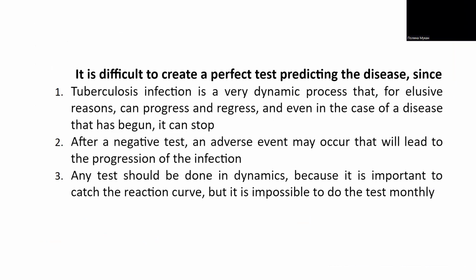It is difficult to create a perfect test for predicting the disease. Tuberculosis infection is a very dynamic process that, for elusive reasons, can progress and regress, and even in the case of a disease that has begun, it can stop. After a negative test, an adverse event may occur that will lead to progression of the infection. Any test should be done in dynamics because it is important to catch the reaction curve, but it is impossible to do the test monthly.